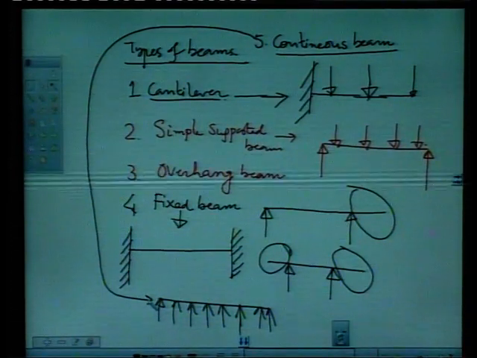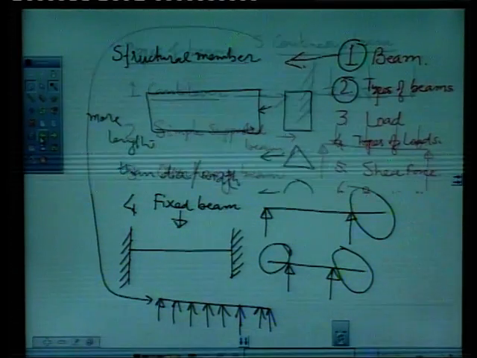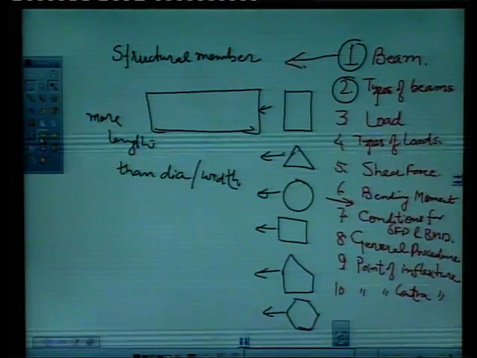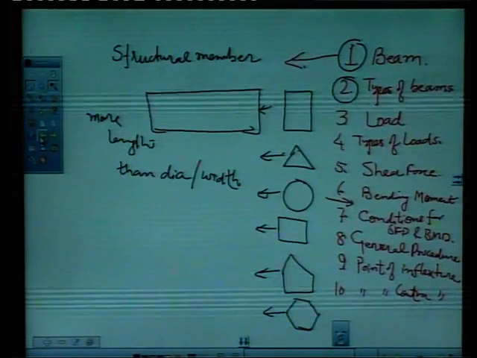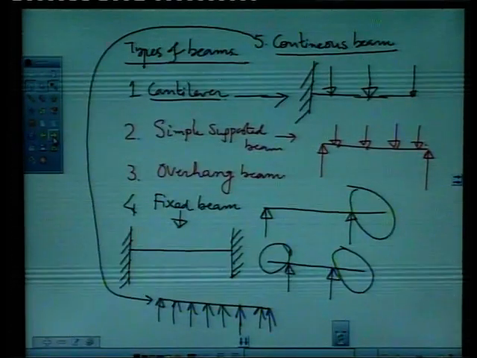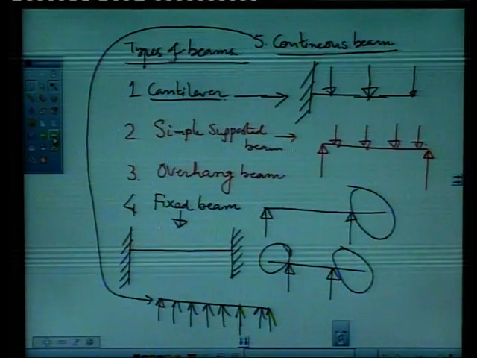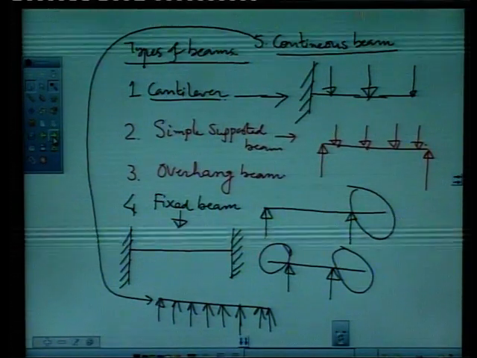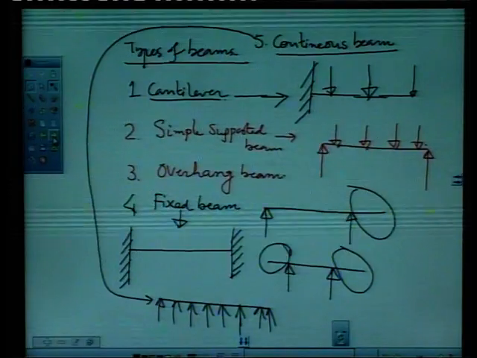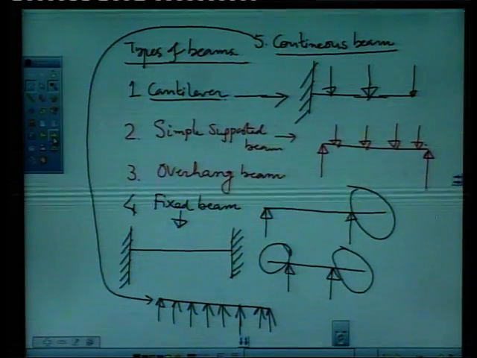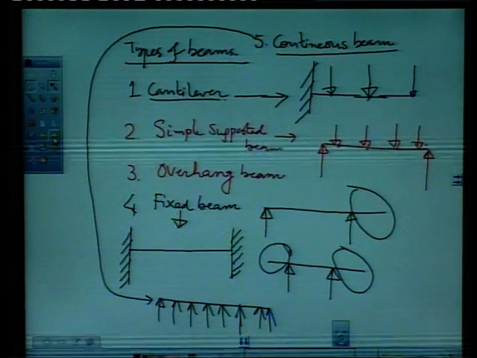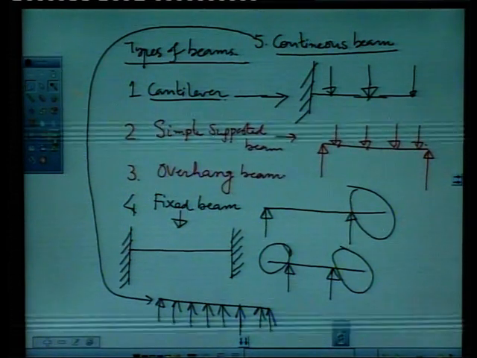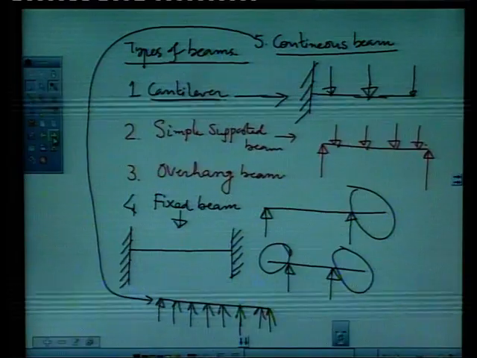Clear? So this is our second topic. First was the beam, second is the types of beam. Here we discussed the different types of beams. One is cantilever, second is simply supported beam, third is overhang beam, fourth is fixed beam, and fifth is continuous beam. Now dear friends, I am coming to the same topic: why we are studying shear force and bending moment.